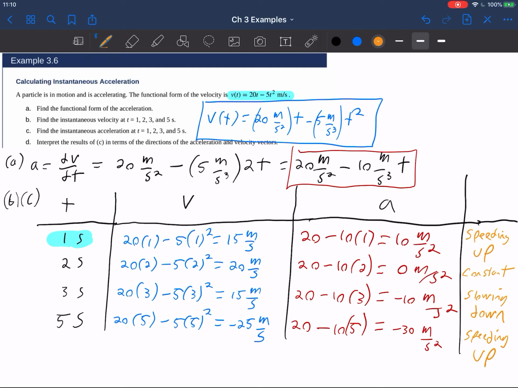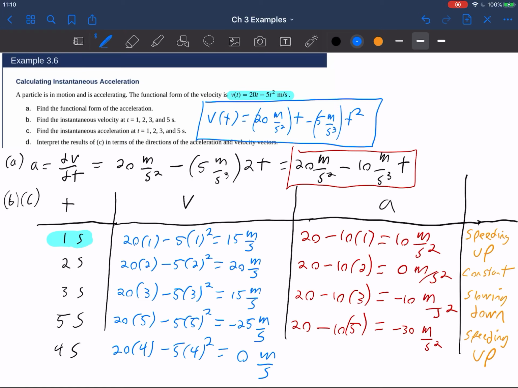So we went from slowing down to speeding up. So in between, what happened? Well, we actually turned around. And if we actually solve time equals 4 seconds, we could find that at that moment we have velocity of 20 times 4 minus 5 times 4 squared, or 20 minus 20, or 0 meters per second. So at time equals 4 seconds, we turned around.